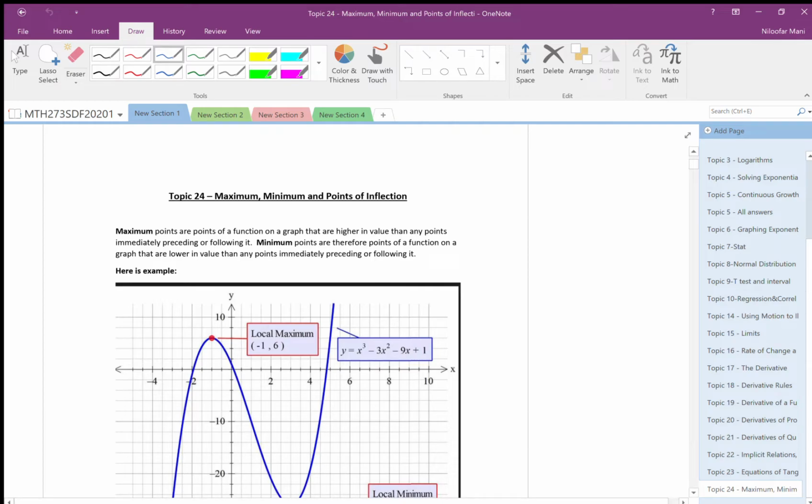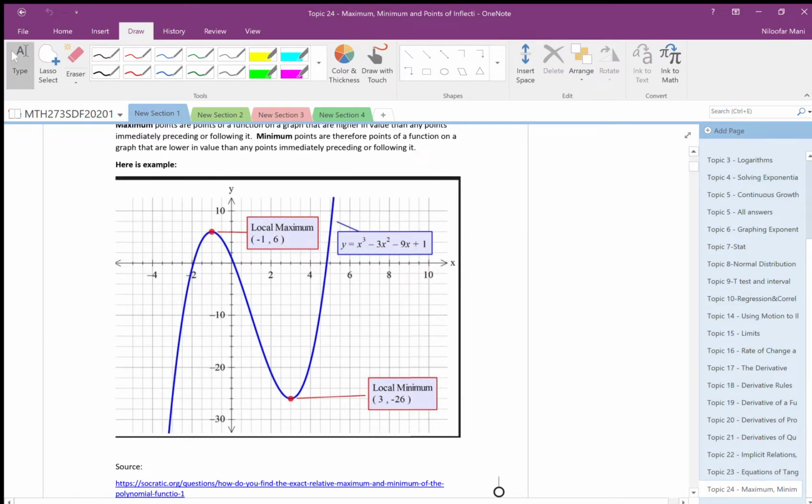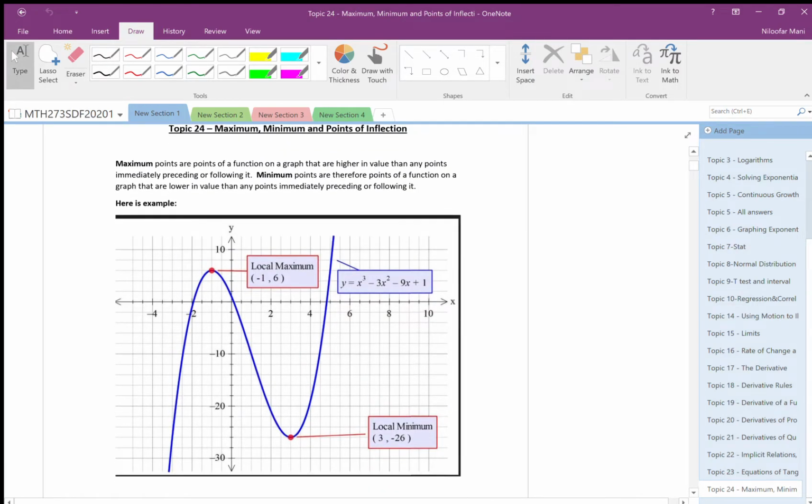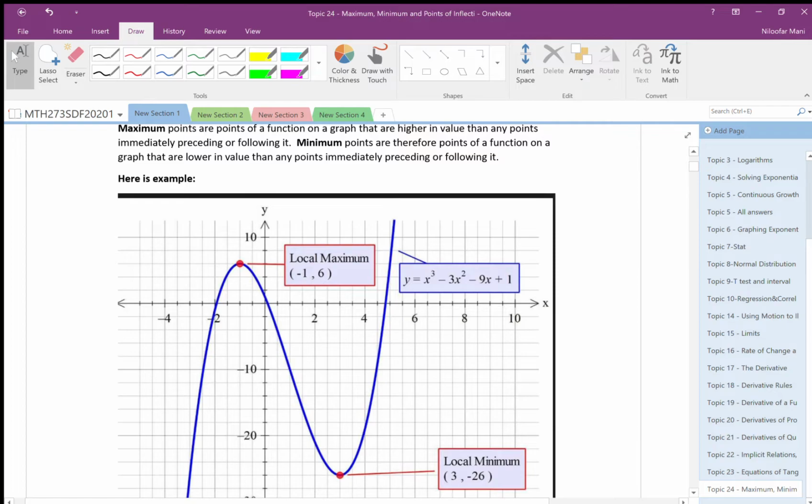Hi everyone. I'm going to continue on this topic, maximum, minimum, and point of inflection. I added this picture just to show you these things with just the graph. So here we have this graph. The graph is a 3 degree equation or function: x cubed minus 3x squared minus 9x plus 1. And I can see I have one maximum point and one minimum point.